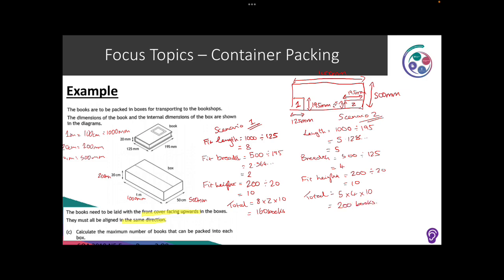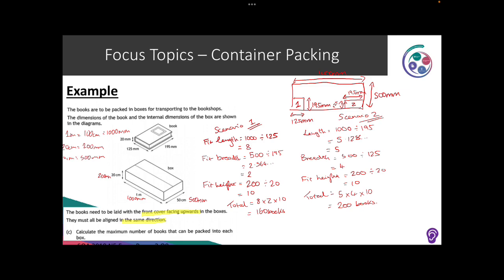So you can see by turning the books on their side, I'm actually fitting 40 more books into that box, which if you were transporting books for a bookshop, you're running a business. If you can fit more books in to transport, then it's going to cost you less money. So that's an important thing to know, and 40 books is a lot.